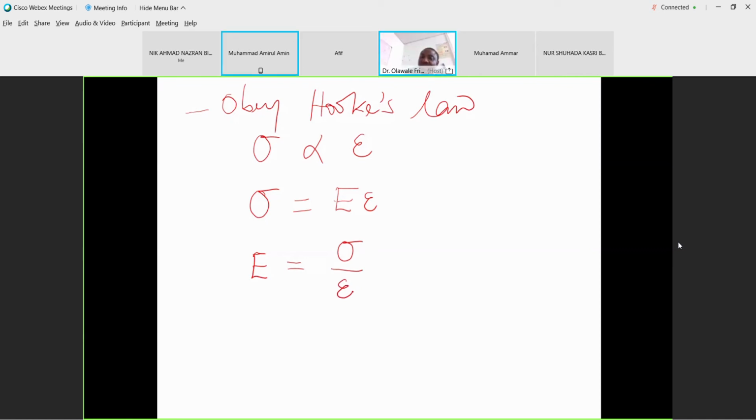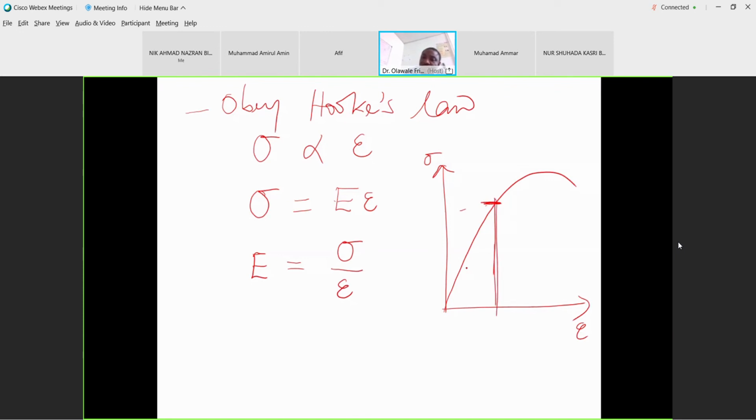You have your stress strain diagram. I have my stress and my strain diagram, and I have this line here. Now, let me say this is my elastic limit. From here to here is my elastic region. If I want to calculate my E from this region, it's just the slope or the gradient of this line.